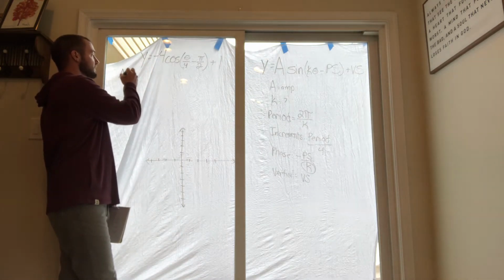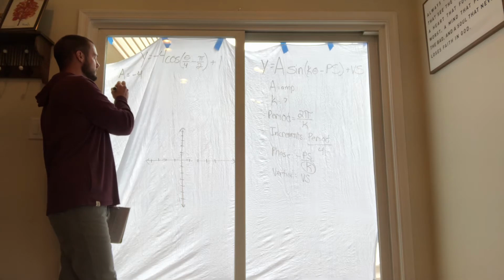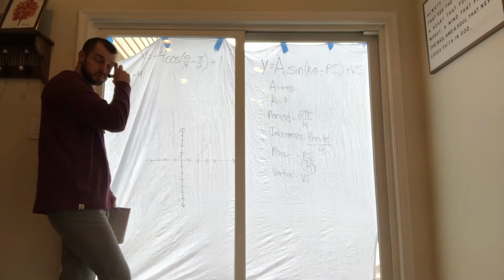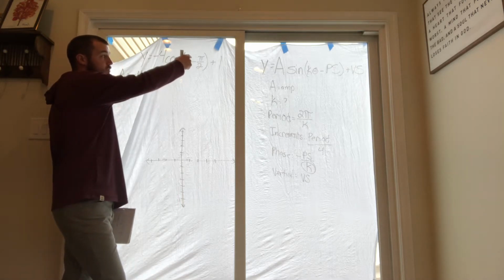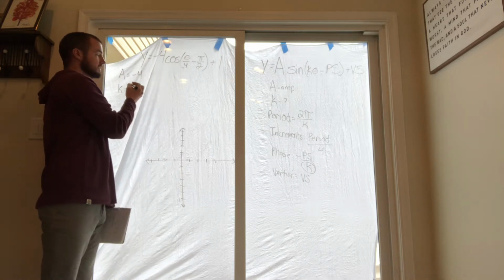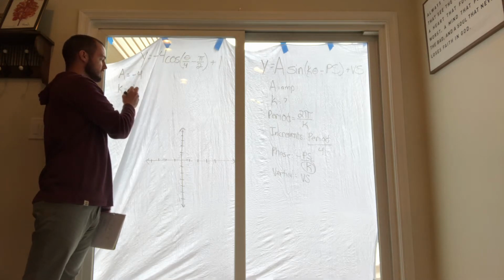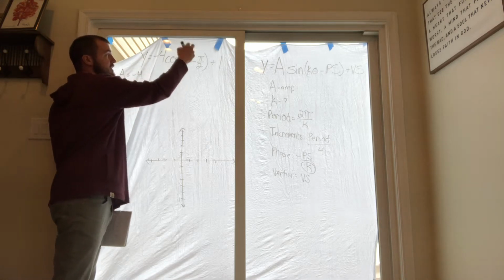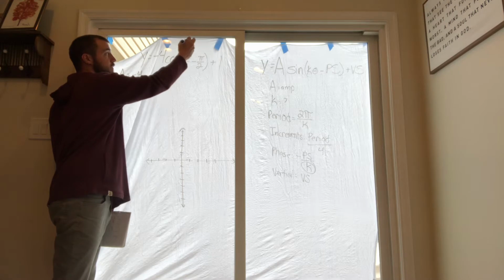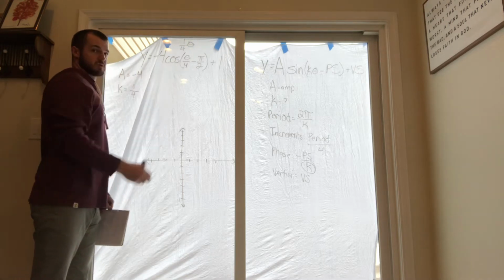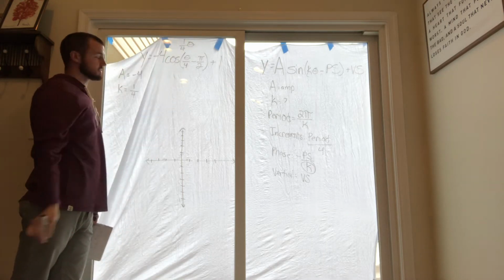Our amplitude is -4. Our k value, again, is what is being multiplied by theta. It would be 1/4, right? Because if you look at it this way, it's 1/4 theta. These two are the same thing. If you have to write it out like that, do it.